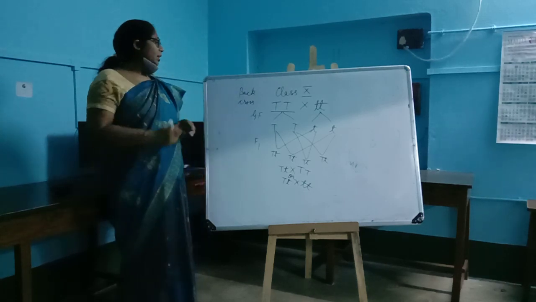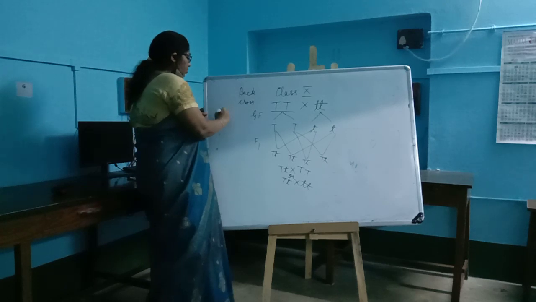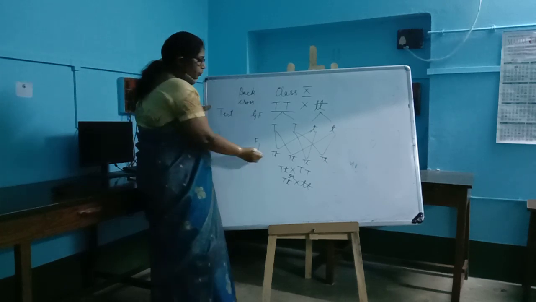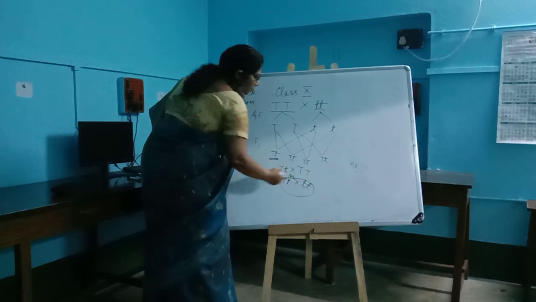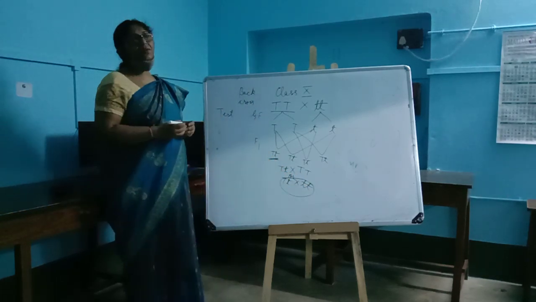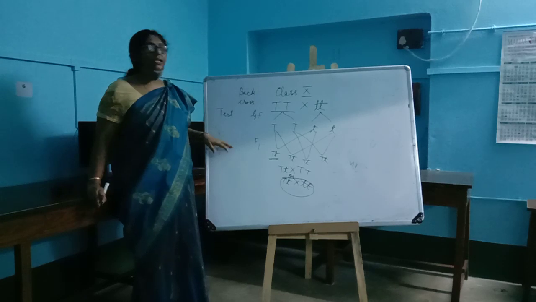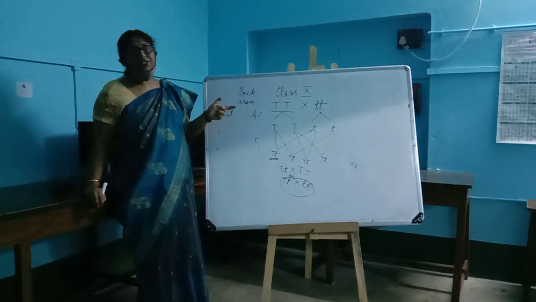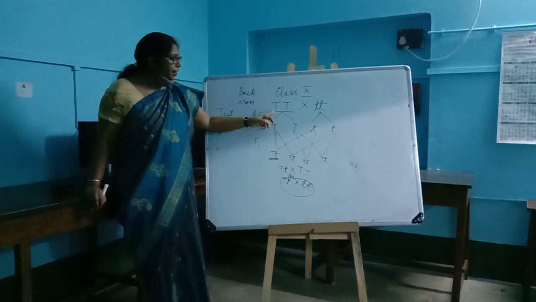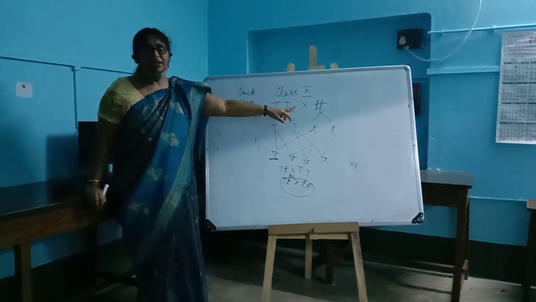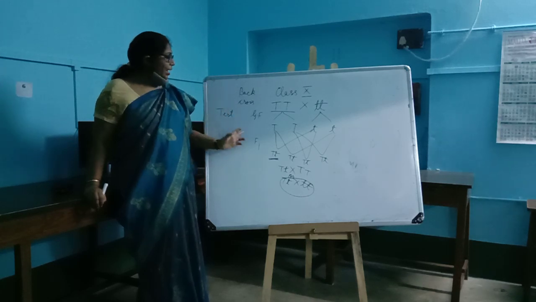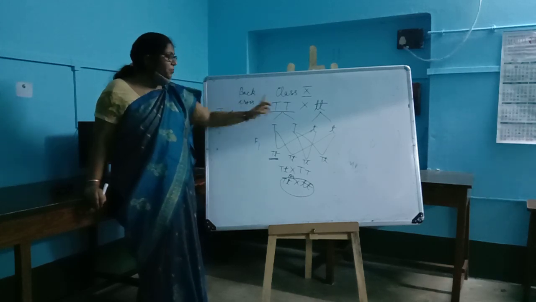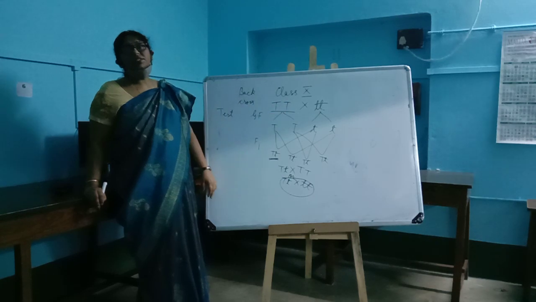And another term is there, that is test cross. So what is test cross? When the F1 hybrid is crossed only with the recessive parent, only with small t, then that becomes a test cross. Try to get the difference. When the F1 hybrid is crossed either with the dominant parent or with the recessive parent, then that becomes a back cross. And when the F1 hybrid is crossed only with the recessive parent, then that becomes a test cross.